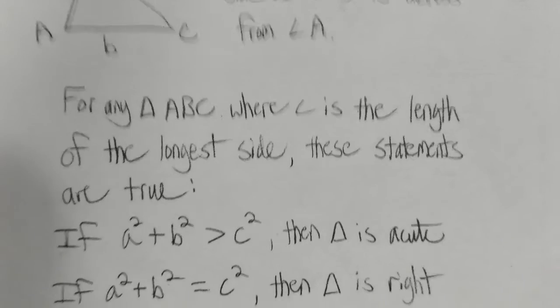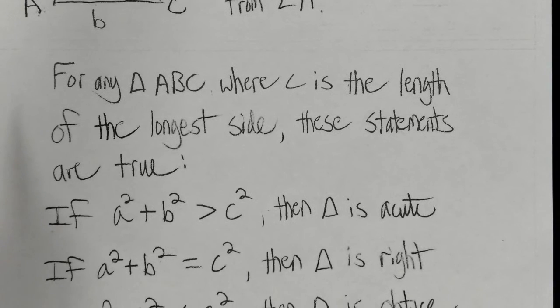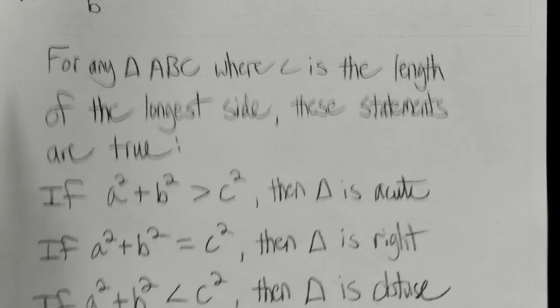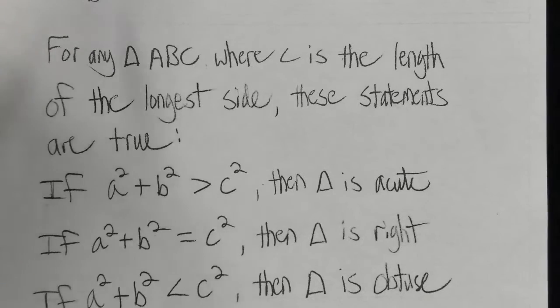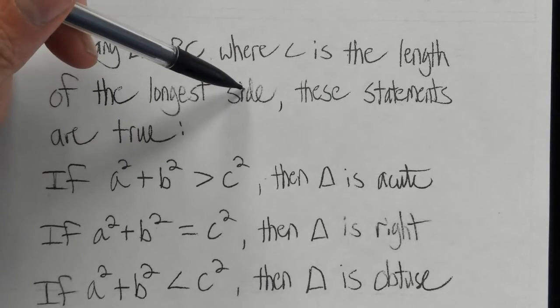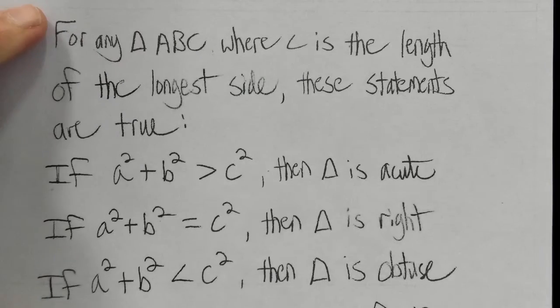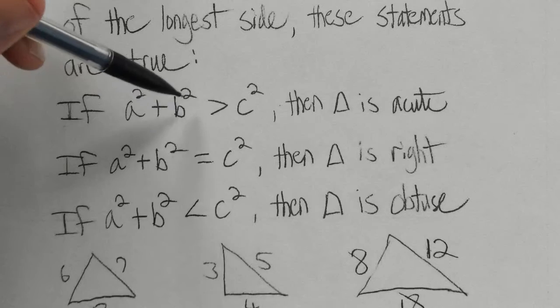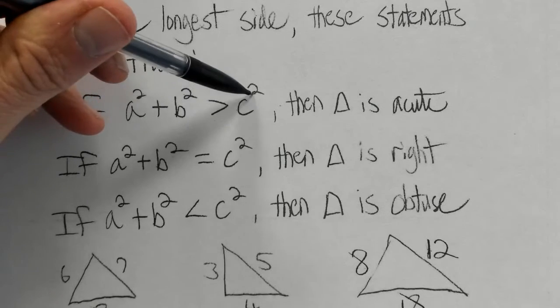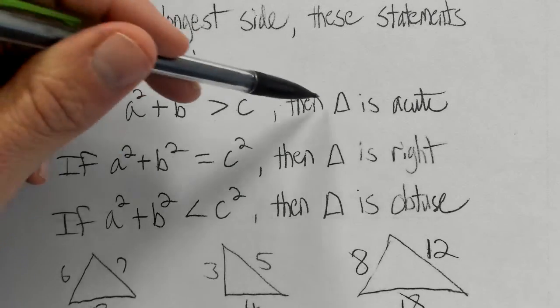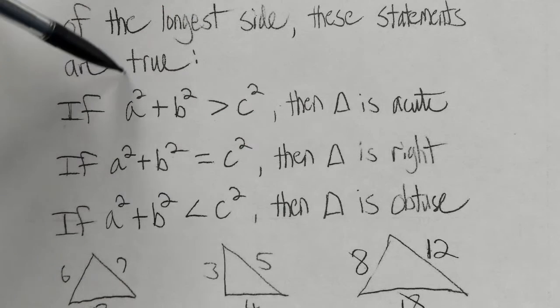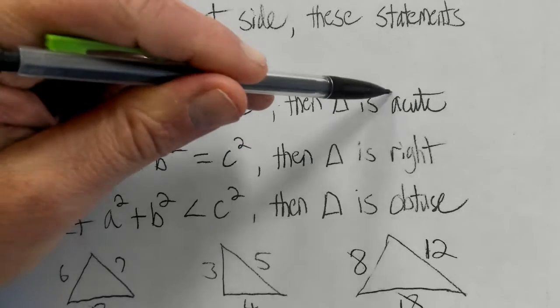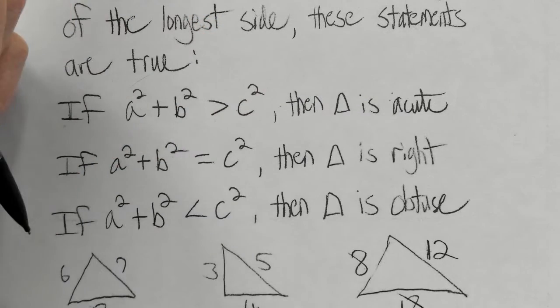Okay, also, the next thing that we're going to be utilizing in this section is a theorem that says for any triangle ABC, where C is the length of the longest side, these following statements are true. If A squared plus B squared is greater than C squared, then the triangle is acute. So in other words, if the A squared plus the B squared part is greater, the triangle has to be acute, less than 90.